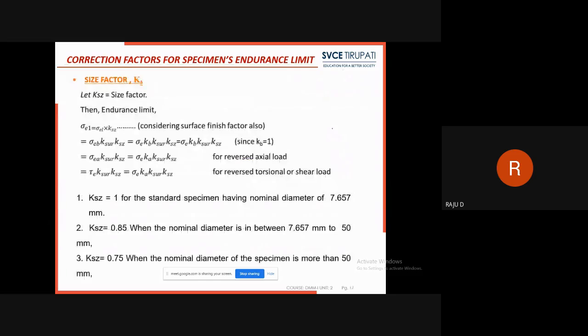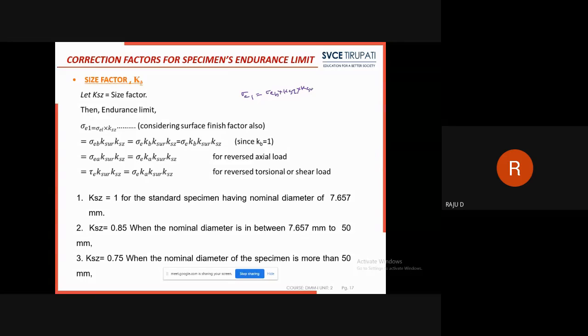The second part is size factor. In the size factor also, we are going to calculate the endurance limit, that is sigma E1. We generally express the term as sigma E1. Sigma E1 in case of reversed bending is sigma EB into K size factor into K surface factor.